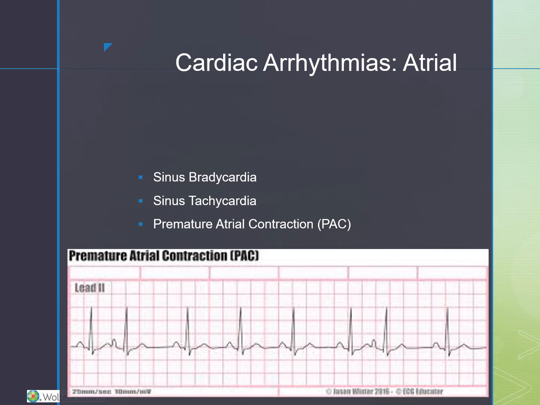Once again, for NCLEX, you need to know fast, slow, no-go. So you need to know sinus bradycardia and sinus tachycardia.